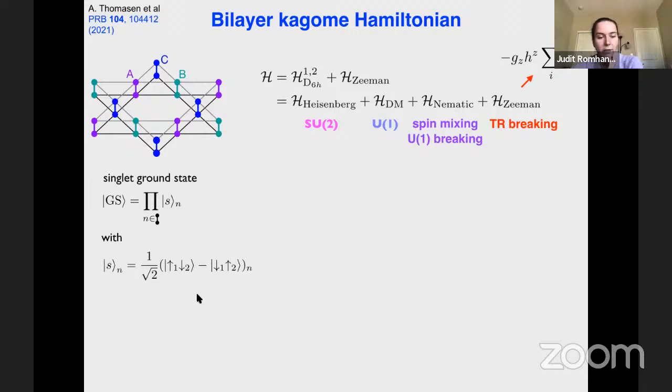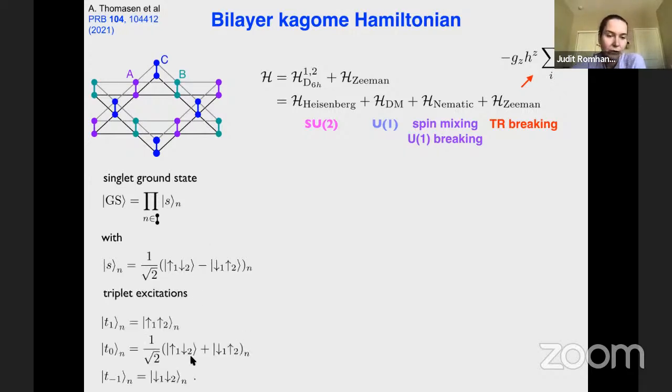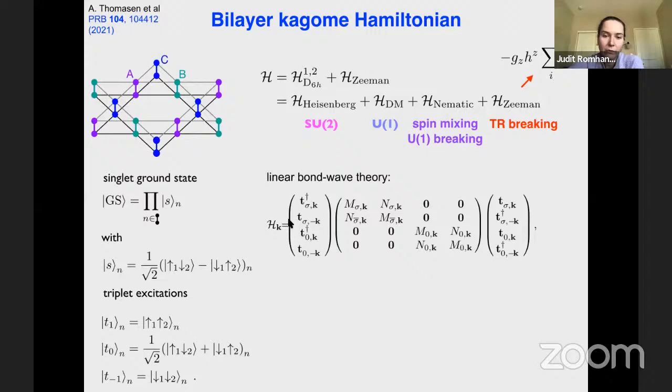And we have these singlets, and of course the triplet excitations that can then hop around this lattice, and we would like to write up a kind of Hamiltonian for these triplets. And in linear bond wave theory, this is what it looks like. It looks very ugly, but it really isn't, I promise. So we have 9 different excitations because we have A, B, and C dimers in one unit cell. So we have these 3 orbital degrees of freedom, and we have also 3 spin degrees of freedom, 1, 0, or -1 for these triplets. So that gives us 9 different bands in this model.